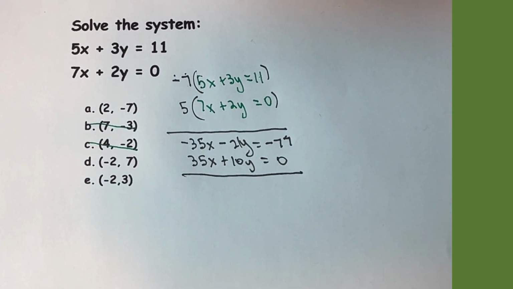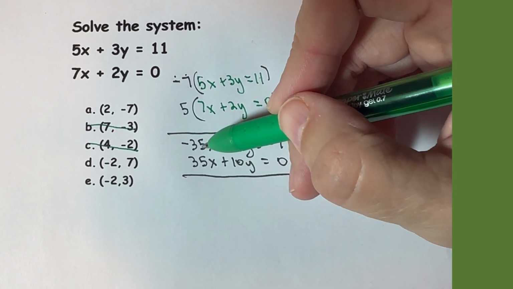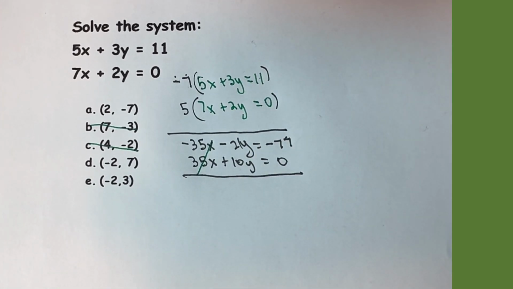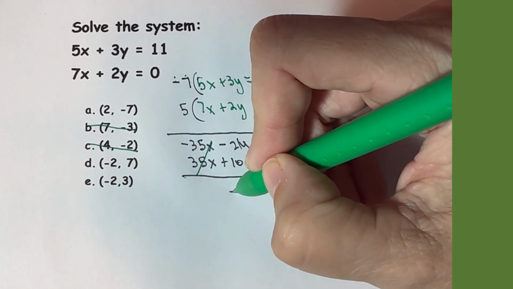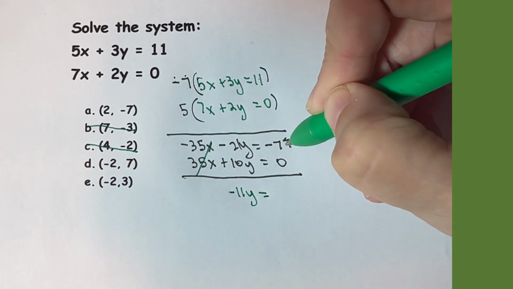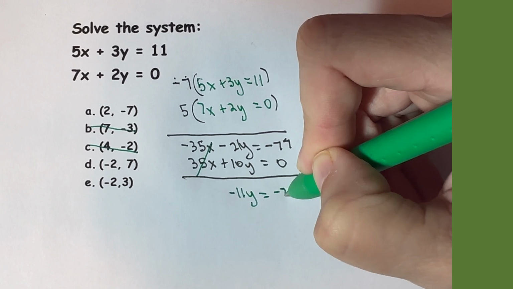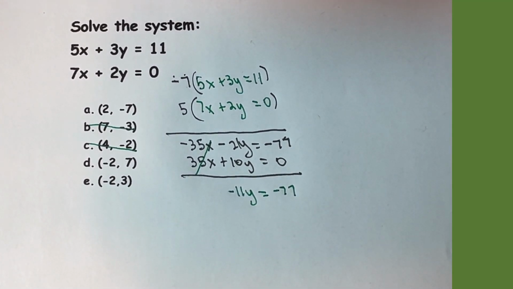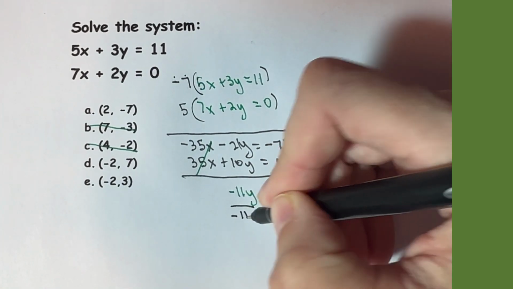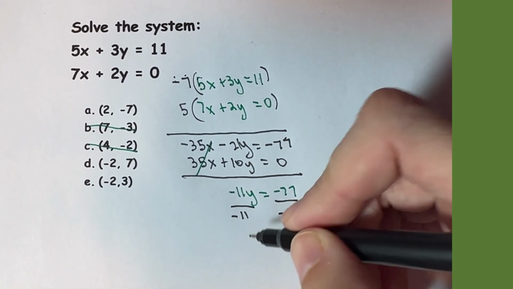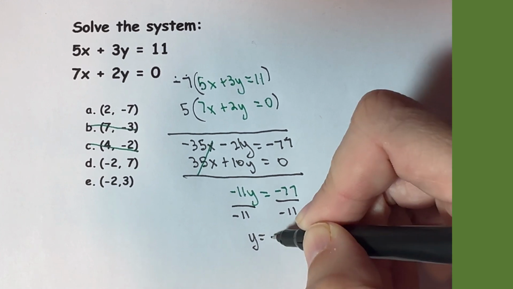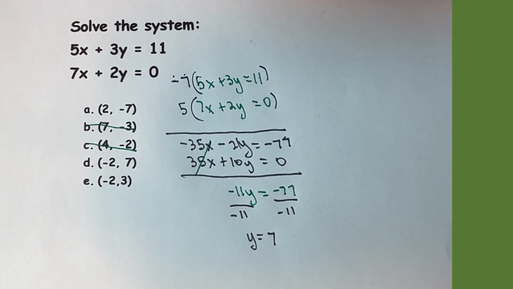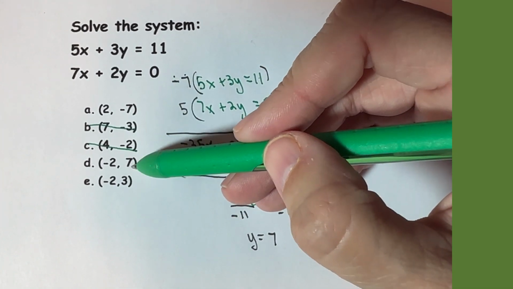Now look at your 2 equations. If I'm going to add these together, -35 and positive 35 is gone. Now I've got a -21 and a positive 10. If you combine those, you get -11. And then -77 plus 0 is -77. Now I don't want -11 times y, I want y. They're multiplying, so we're going to divide. And whatever we do to one side, we have to do to the other. A negative divided by a negative is a positive. 77 divided by 11 is 7. So when I look at my answers, there's only one y value that has 7.